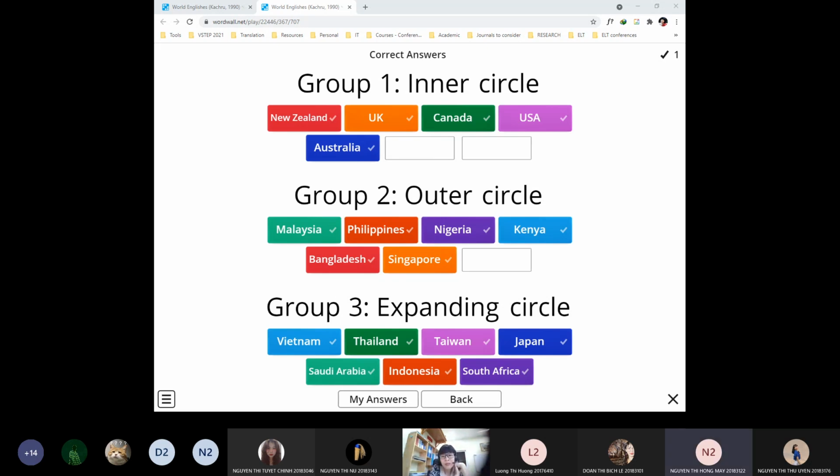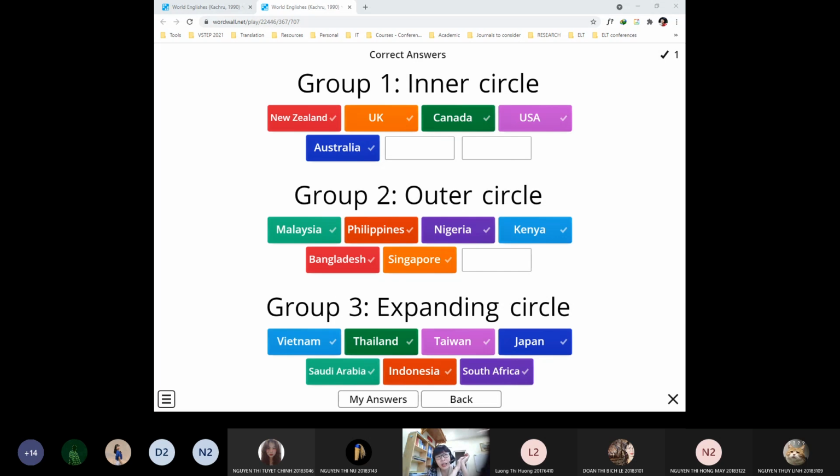I thought that Indonesia is in group 2. Okay, Indonesia, you think it should be in group 2? Anything else? I also think that South Africa is in group 2, and the correct answer is group 3. Okay, so you think South Africa should be in the outer circle. So how about Nigeria and Kenya? Are you surprised that they belong to the second group but not the third group?